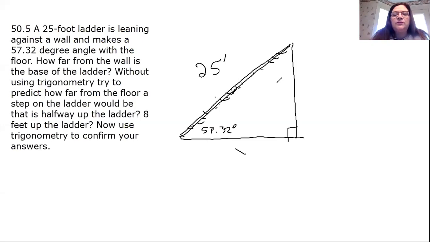How far from the wall is the base of the ladder? Well, that's this distance right here. We're going to call it X. So our angle here, opposite would be the wall. This would be opposite, yes? So this is adjacent. The adjacent side of this triangle is the one that touches the angle. And this length of the floor here touches my 57.32 degree angle.